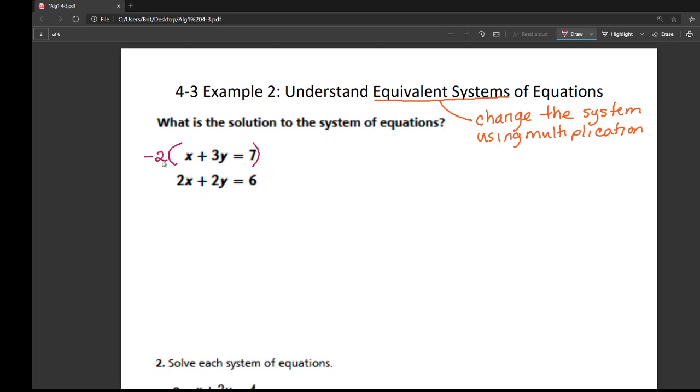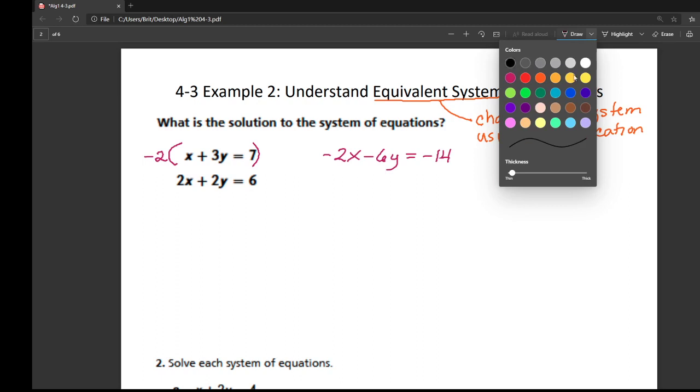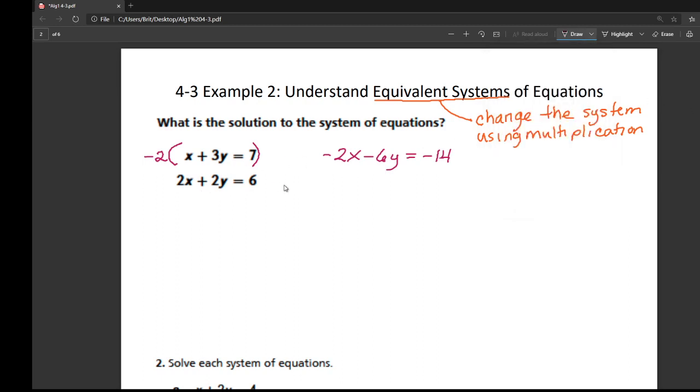So this top equation, -2 times x is -2x. -2 times 3y is -6y. And -2 times 7 is -14. So that is my new top equation. Now the bottom equation hasn't changed at all, so I'm going to leave it just as it is.